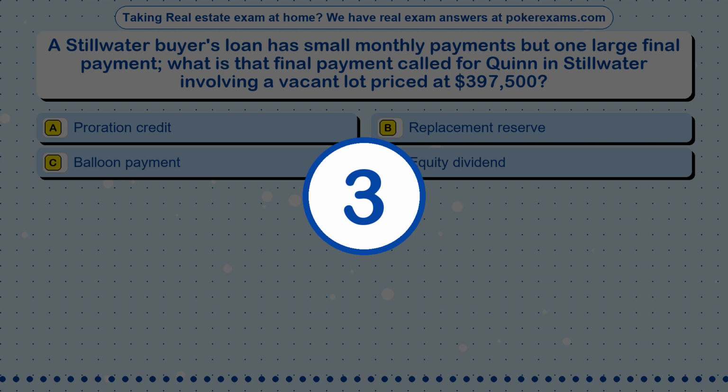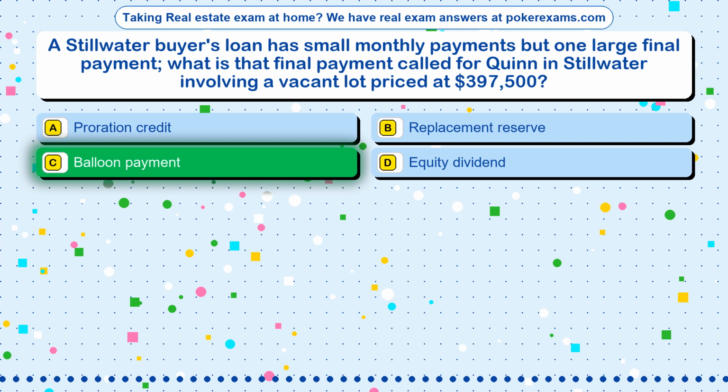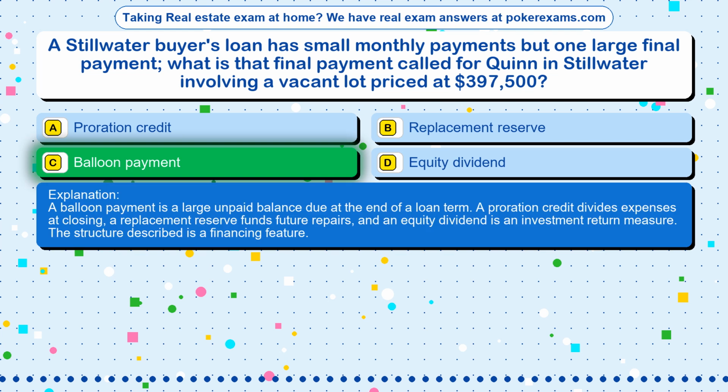The correct answer is option C. Balloon payment. A balloon payment is a large unpaid balance due at the end of a loan term. A proration credit divides expenses at closing, a replacement reserve funds future repairs, and an equity dividend is an investment return measure. The structure described is a financing feature.